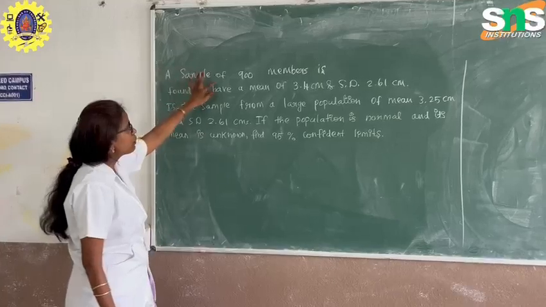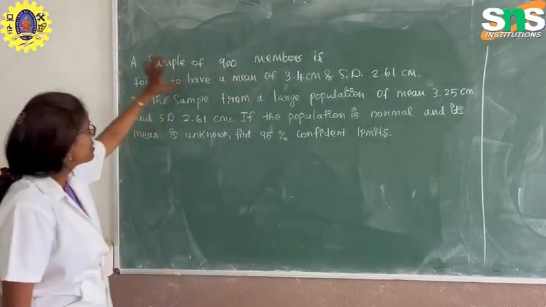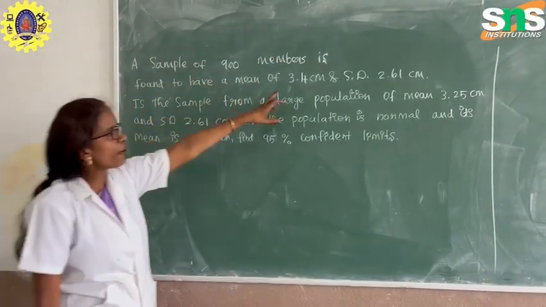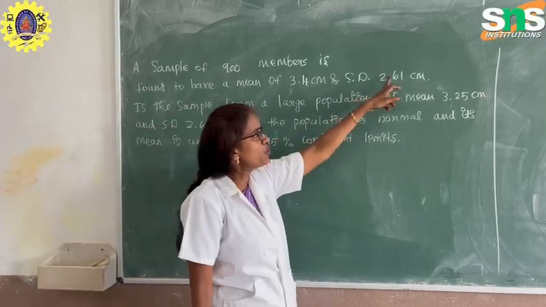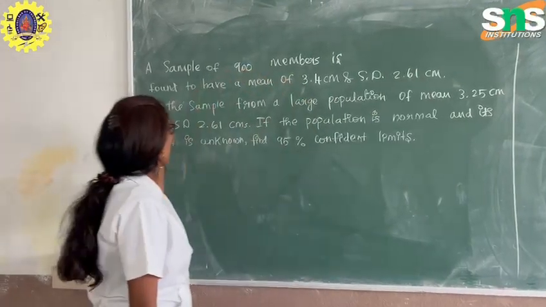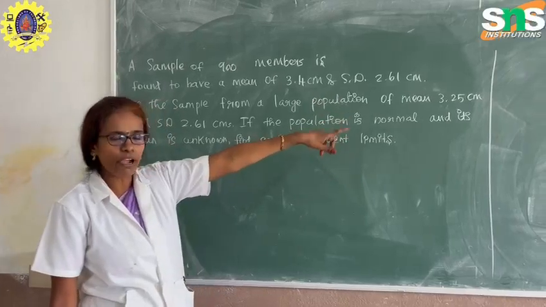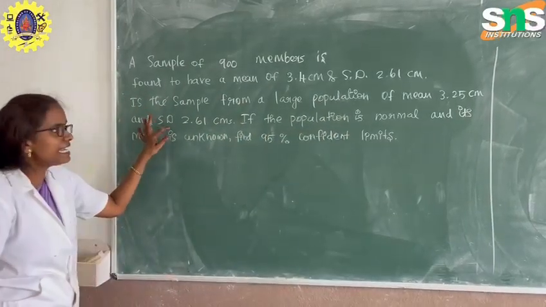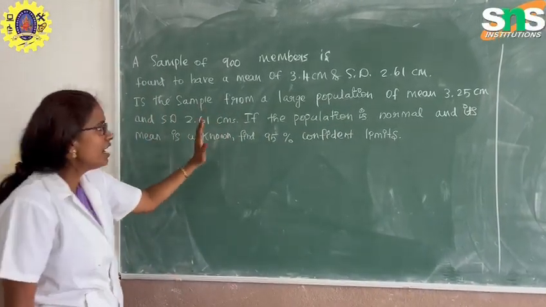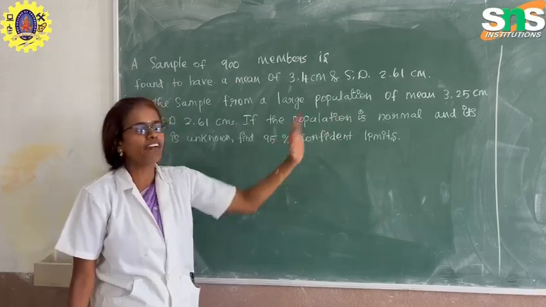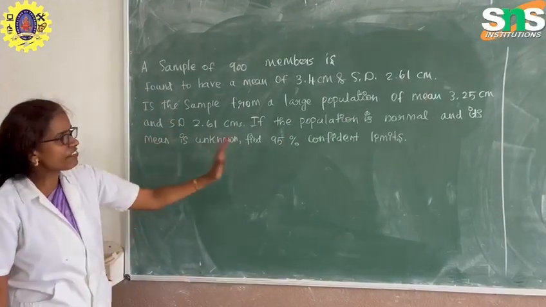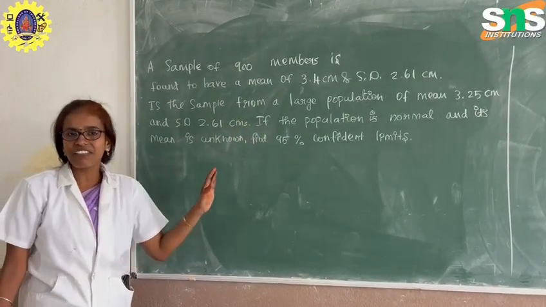A sample of 900 members is found to have a mean of 3.4 centimeter and standard deviation 2.61 centimeter. Is the sample from a large population of mean 3.25 centimeter and standard deviation 2.61 centimeter? If the population is normal, we need to find the 95% confidence. This is the thing we need to find.